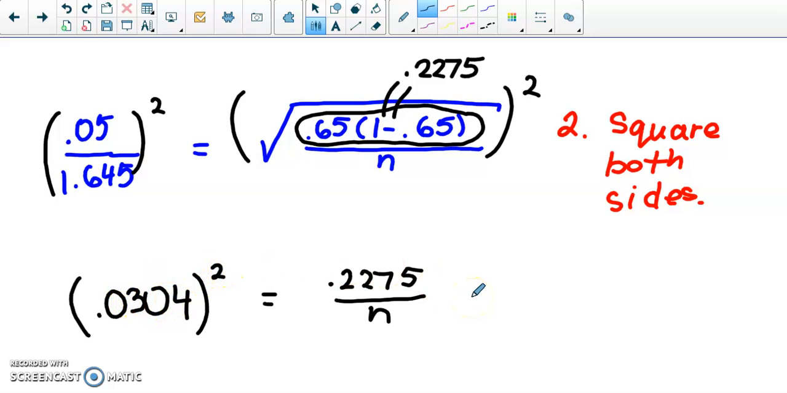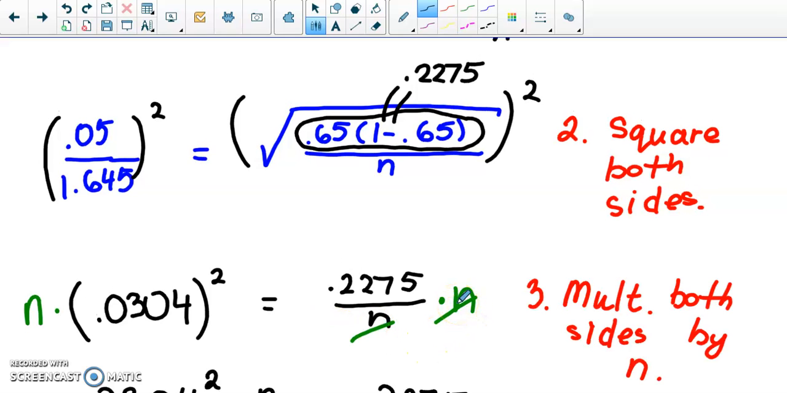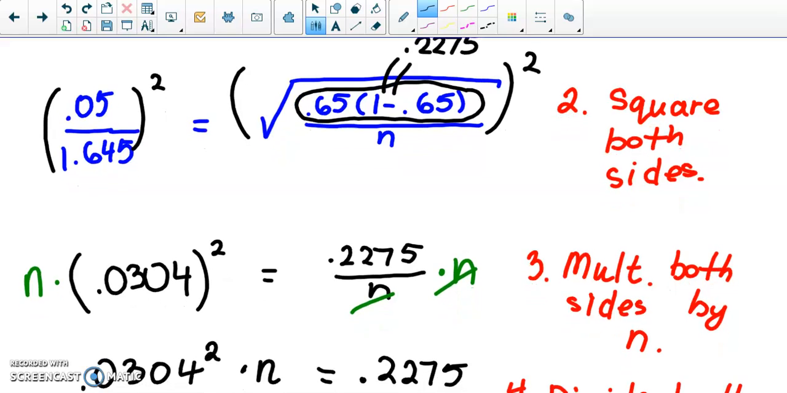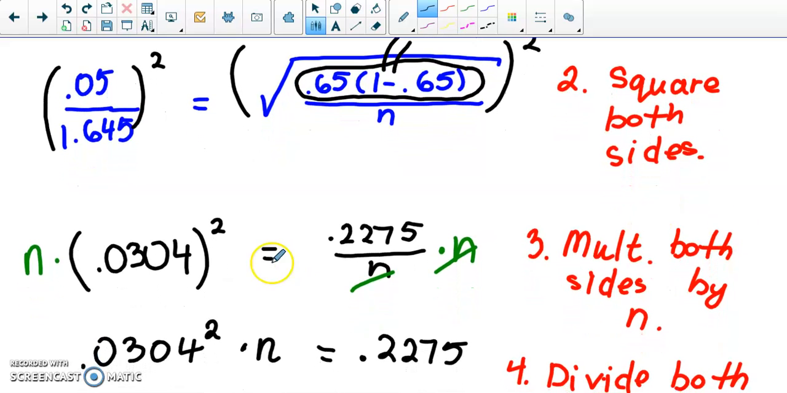Now what do we do from here? If you can see, the n is in the denominator, and we don't want to have this fraction here. So in order to not have the fraction, we will multiply both sides by n. Okay? So multiplying both sides by n, here n reduces and this number is just multiplied by the n. And it looks like that. Now we want n by itself, so we're going to divide both sides by 0.0304 squared.